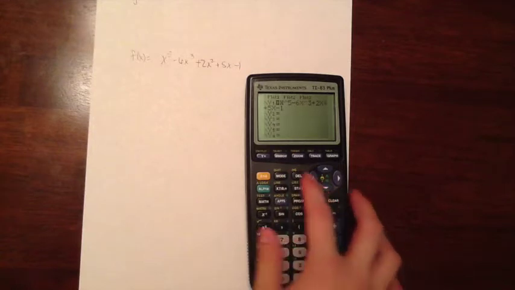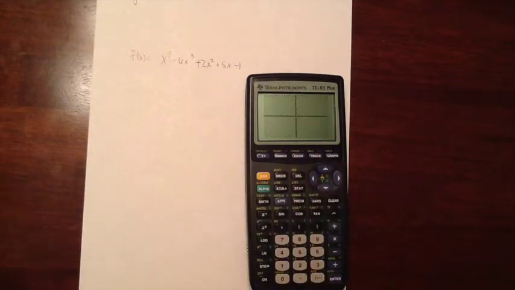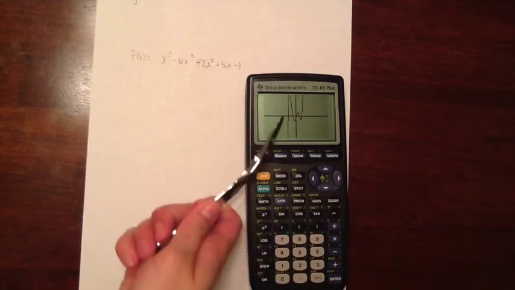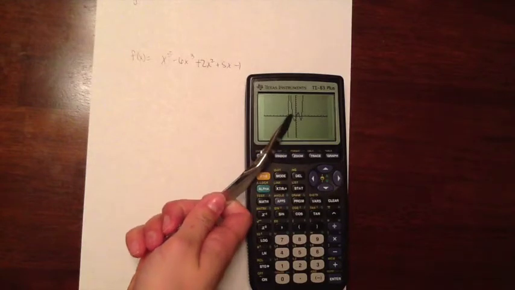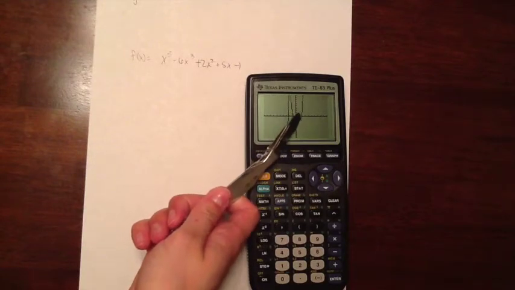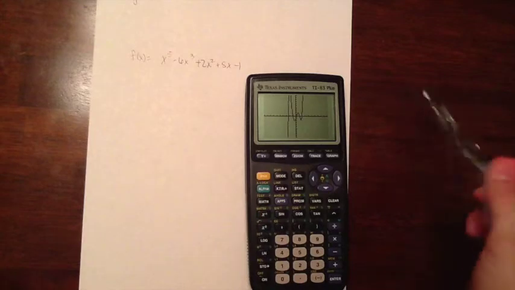I guess we should do this. Mine was already graphed, so you didn't get to watch it graph. So we'll watch it graph now. Okay, so notice that you've got 1, 2, 3, 4, 5 zeros. Right?